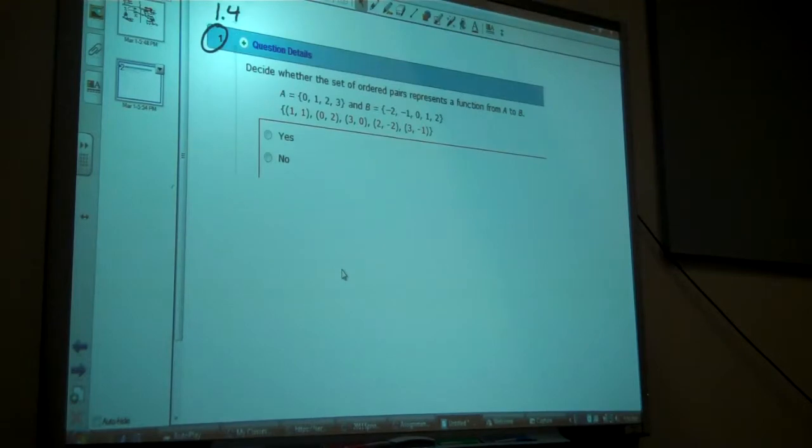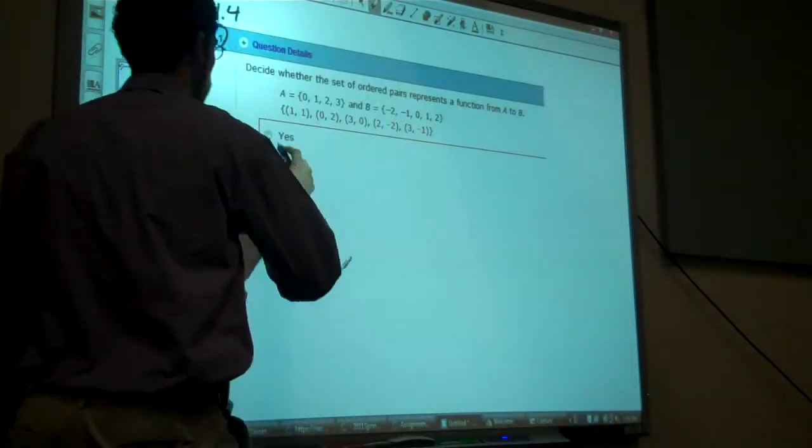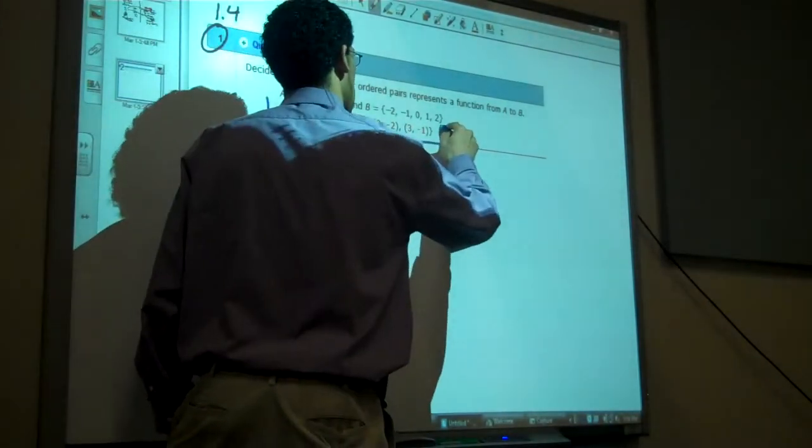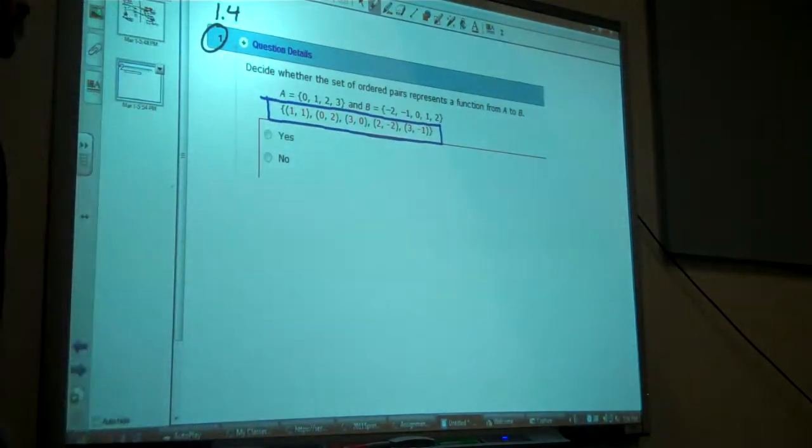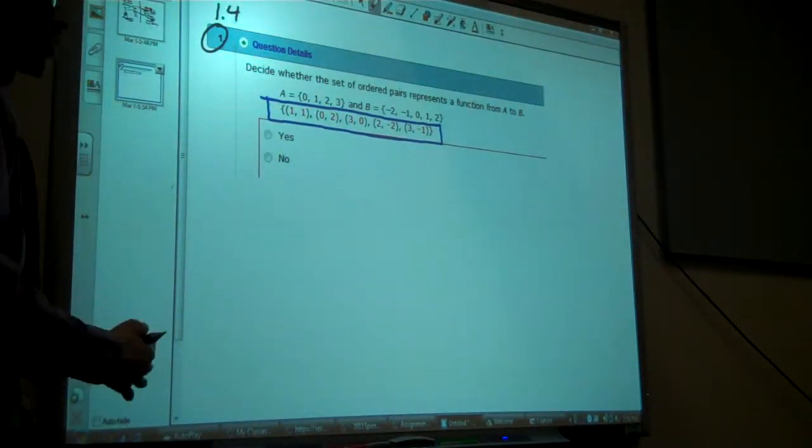Decide whether the set of ordered pairs represents a function from the set A to the set B. Set A is made up of the numbers 0, 1, 2, and 3. Set B is made up of the numbers negative 2, negative 1, 0, 1, and 2. The ordered pairs are here. And the question is, does it represent a function?